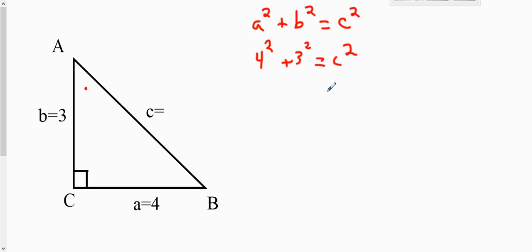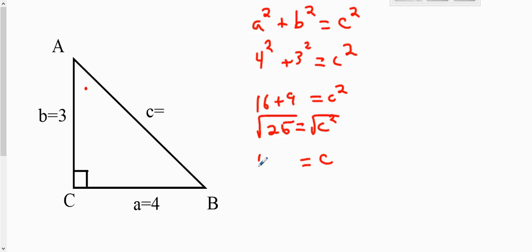So in this case, to solve for c, we need to simplify this. That's 16 plus 9, or 25, and solve for c squared by simply square rooting both sides. This means c is going to be plus 5 and minus 5, so plus or minus 5. But since we're talking about a distance, we always choose the positive value. Now from here, we can start finding our sines, cosines, and tangents because we now have all 3 sides.